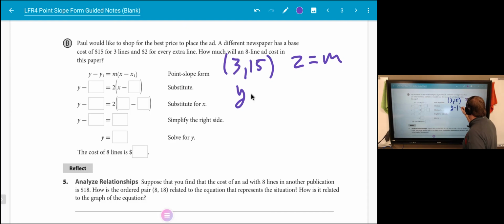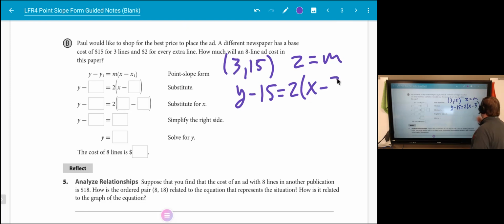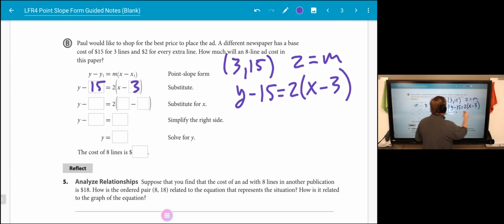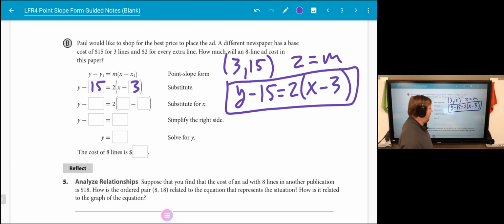Y minus y1, which is 15, equals m, which is 2, times x minus x1, which is 3. So if you're keeping track at home in the boxes, this is what I would be putting in the boxes. I don't like to write in the boxes. Okay, that's the point slope form. This is part 1, getting the equation. Part 2 is actually solving for it.